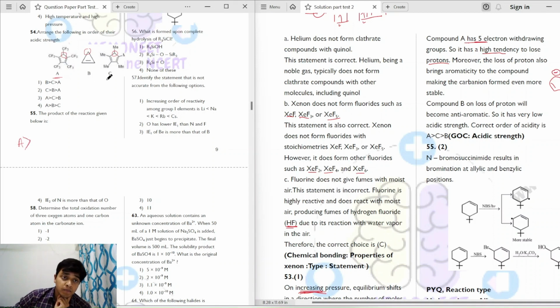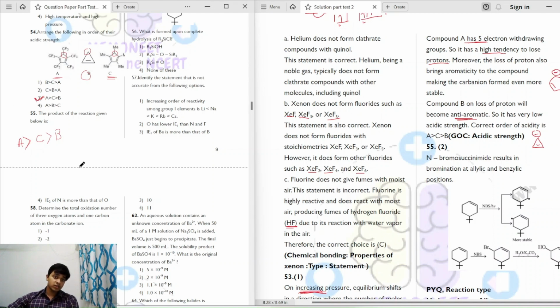Now if we take a look at compound C, in that we don't have any electron withdrawing groups, but after the loss of the proton we get an aromatic ring, right? So C will also be a strong acid after A. And if we take a look at B, when compound B loses a proton, this is formed. And as we can see, there are only 4 pi electrons in this, so the system is anti-aromatic. So it will not prefer losing a proton and forming this carbanion. So B will have the lowest acidity of the three. So the final answer for question 54 will be option 3.